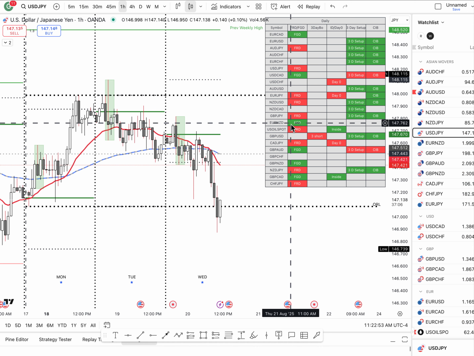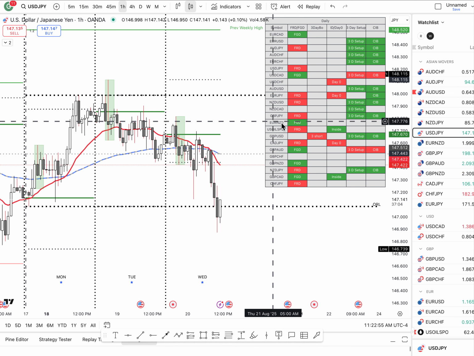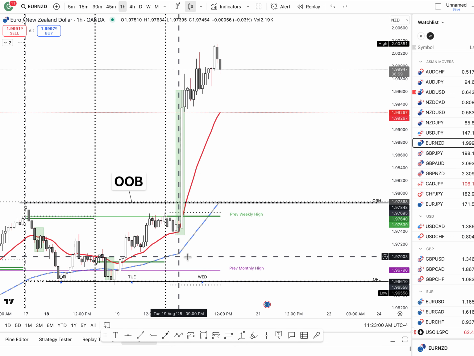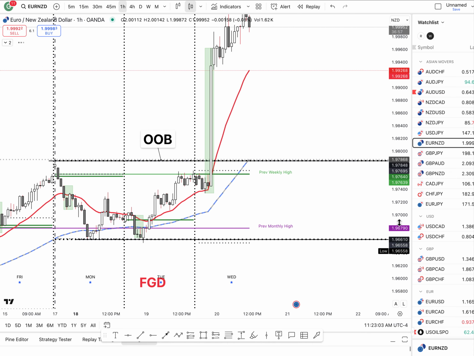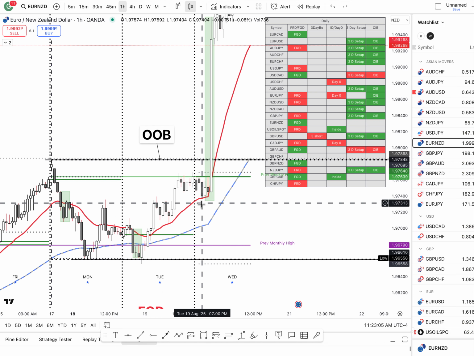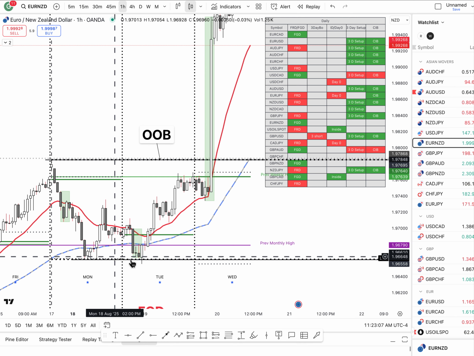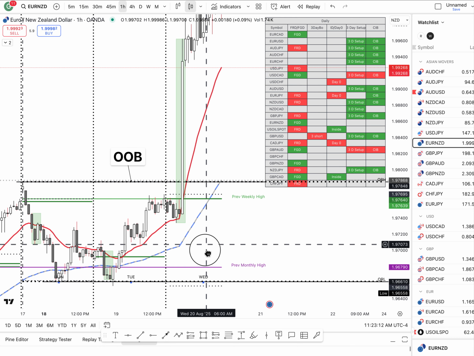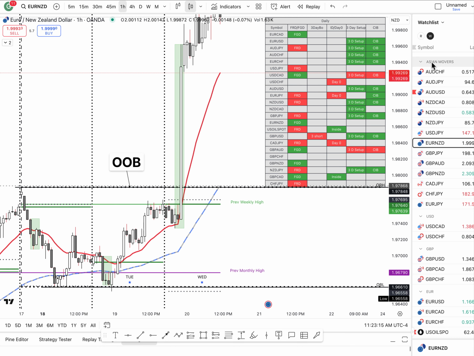Now let's take a look at the second option, our Euro NZD FGD. I bought Euro NZD yesterday, and I sent a signal to the community, it closed as an FGD. Now you can see the low of the week, close above the previous close. You can see what happened in Asia. Remember, I categorized them as Asian movers. I have the USD, I have the GBP, I have the Euro. These are Asian movers. These Asian pairs will move in Asia.